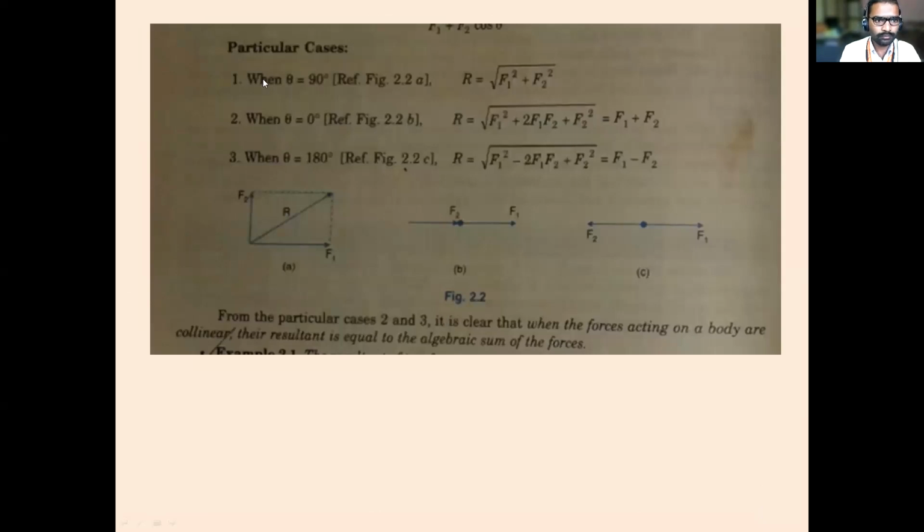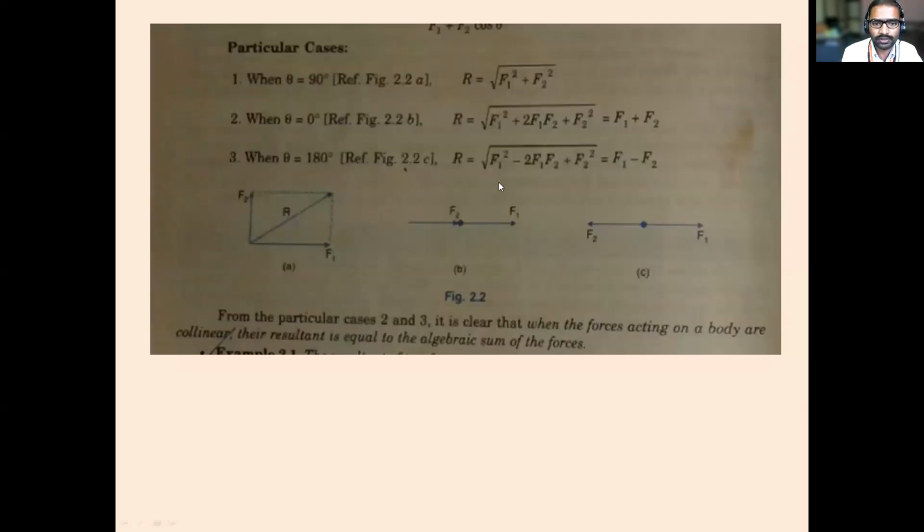Okay, see, there are some particular cases. Screen is visible? Yes, sir. There are some particular cases. If this theta is equal to 90 degree, now see, the forces F1 and F2, the angle theta between these two, if theta is equal to 90 degree, then what happens?